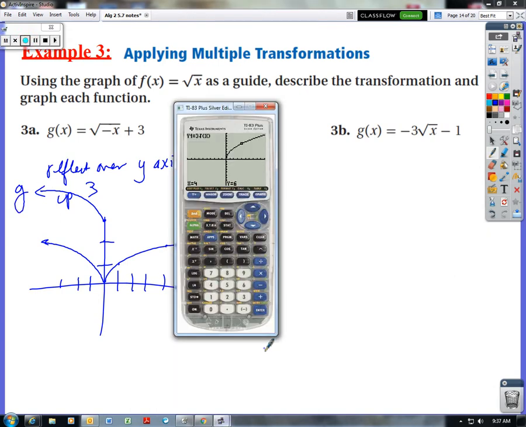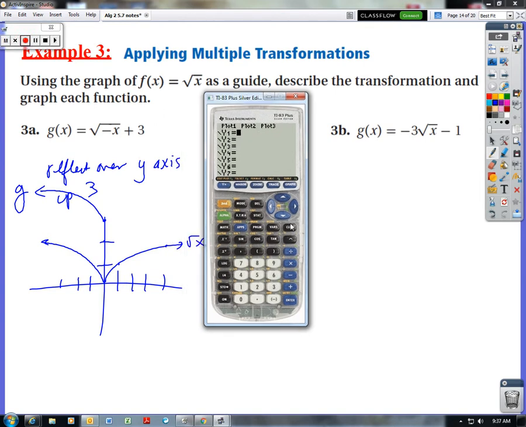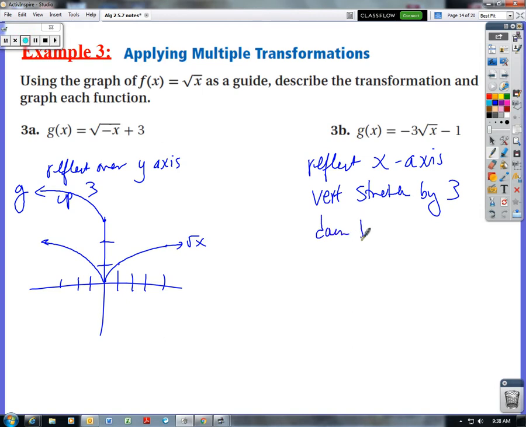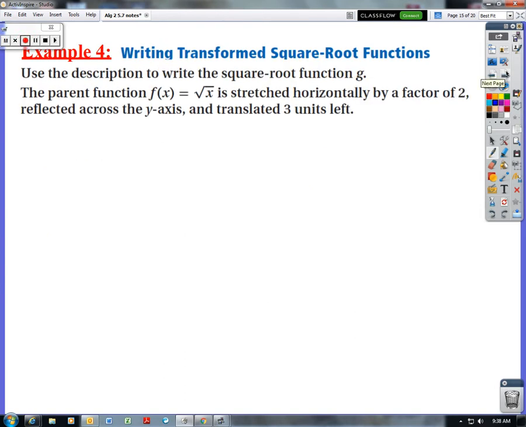Why don't we graph one of these just real quick just to make sure everything's looking good. So I've got the square root of, negative x, close the parenthesis, plus 3, graph. And then this graph is my final graph here. Okay, this one, the negative's outside, so that's a reflection over the x-axis. The 3 is a vertical stretch. And the -1 outside is down 1. Tell you what, I'm going to just let you graph that on your own and check your graph on the calculator. Okay, example 4.